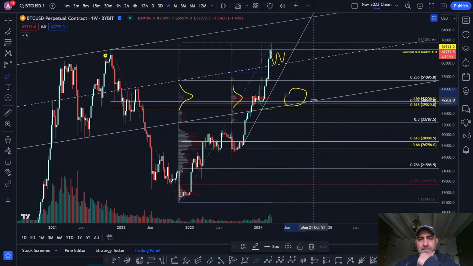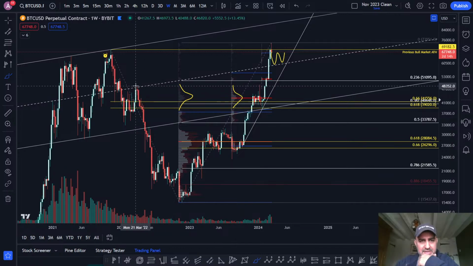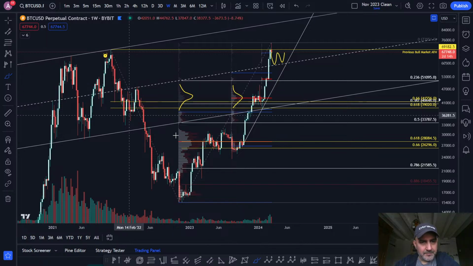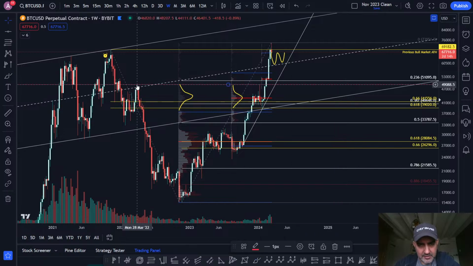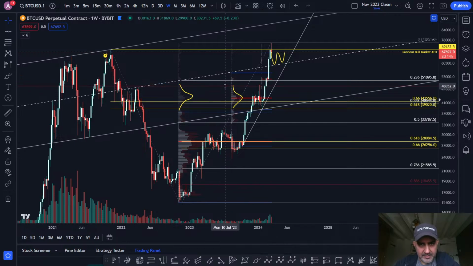Okay. And I'm not sure it's going to happen, because I think I'm looking at an SR flip here. It's just underneath the 0.236. I'm looking at an SR flip. And it's more of an area, isn't it? It's like there, something like that.